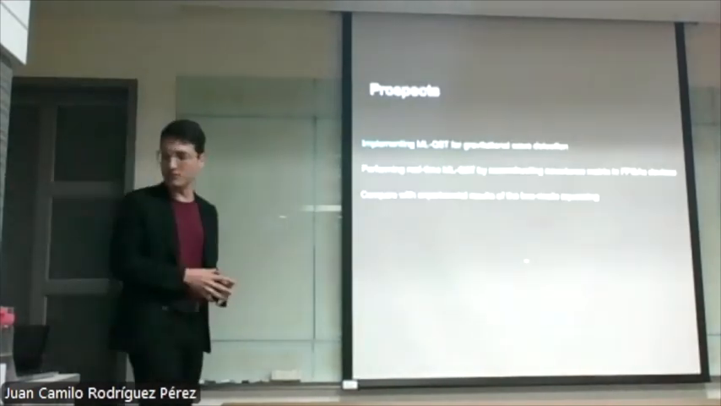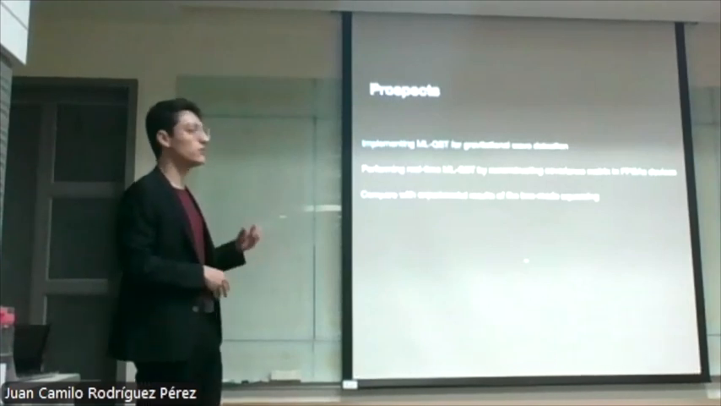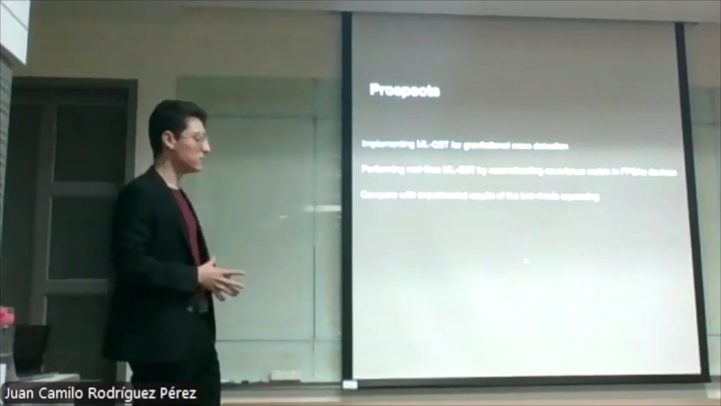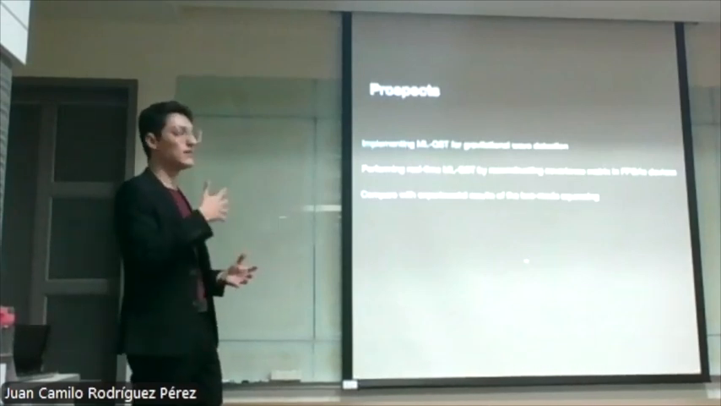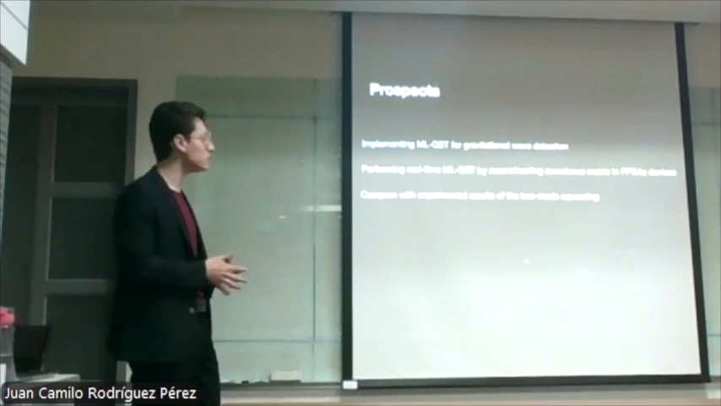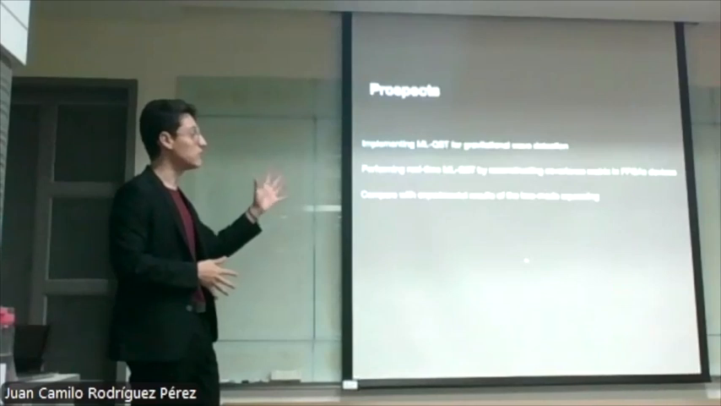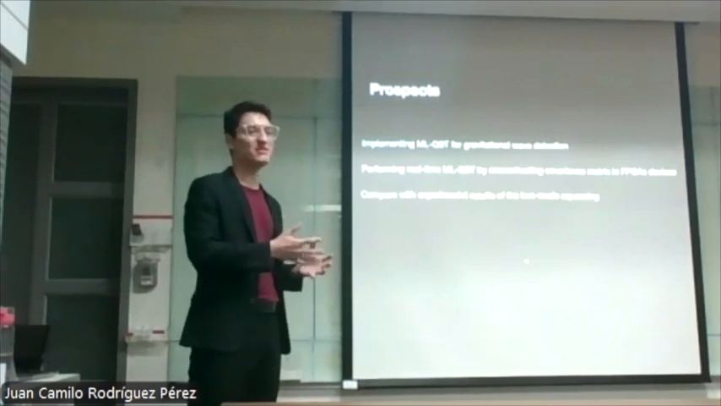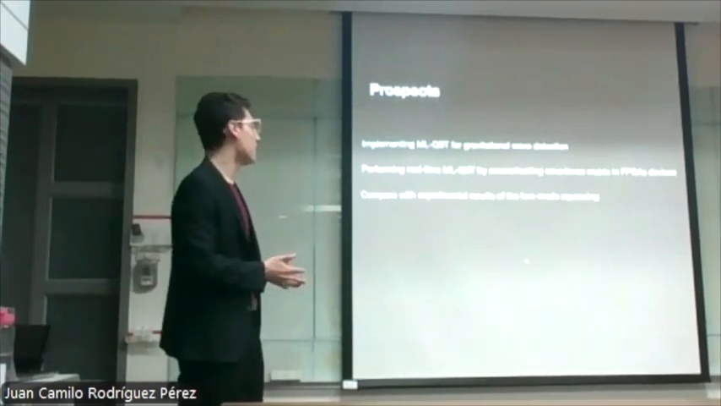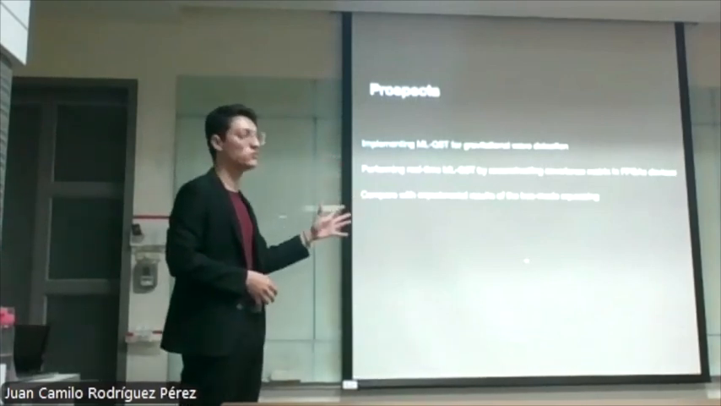As prospects, in the group we would like to implement some of the machine learning based methods for gravitational wave detection, because reconstructing the information from the squeezed states that detect the gravitational wave can tell us some information about the gravitational wave. Additionally, we can perform real-time tomography by reconstructing covariance matrices in FPGA devices. These are programmable devices, and the covariance matrix model is lightweight, so it can be suitable for this. And in the future, we would like to compare with the experimental realization of two-mode squeezing in our lab.